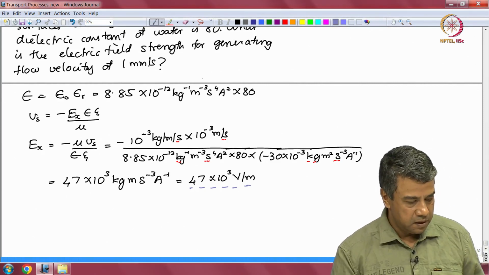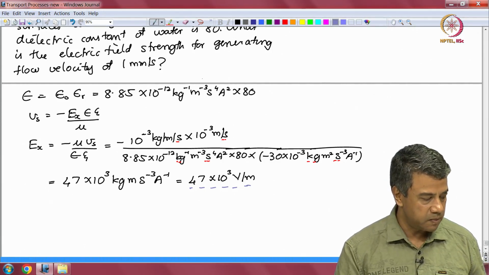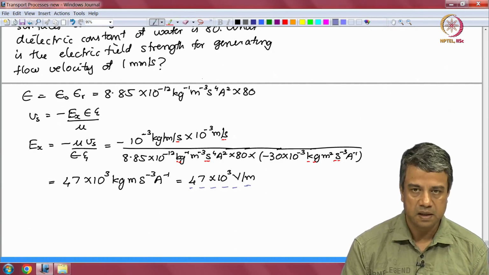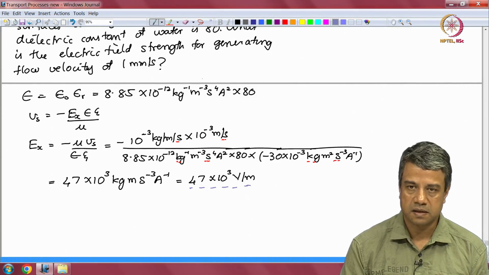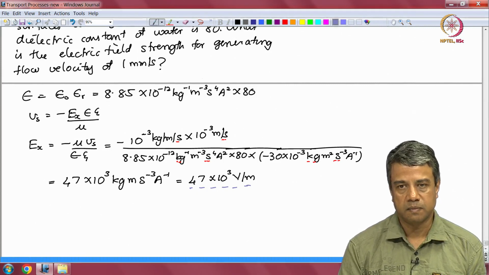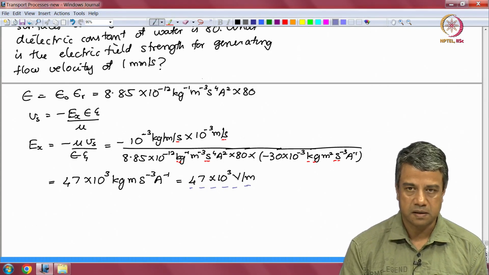So, this completes our discussion of electrokinetic flows. I will discuss one more example of varying sources and sinks next lecture for the reaction diffusion problem, and after that we will continue with binary diffusion later on. So, I will continue this in the next lecture. I will see you then.